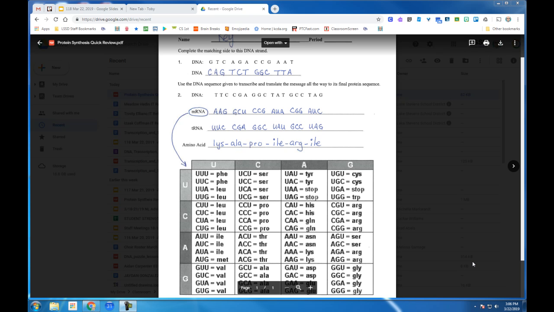And the transfer RNA strand is going to dock up with the messenger RNA strand using, again, the same pairing rules, A with U, or T, and G with C. So under the A we get a U, and under the A we get a U, and under the G we get a C. And from there we get CGA, GGC, UAU, GCC, and UAG. Again, just pairing A with T, G with C, and with RNA, A with U and G with C.